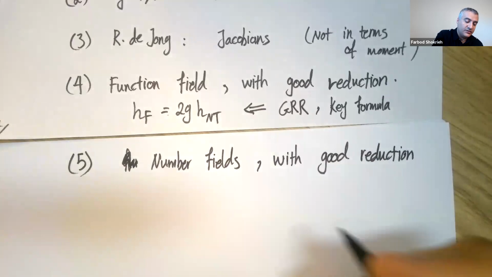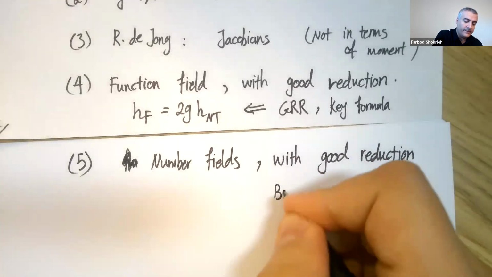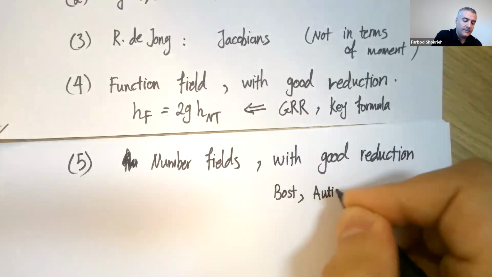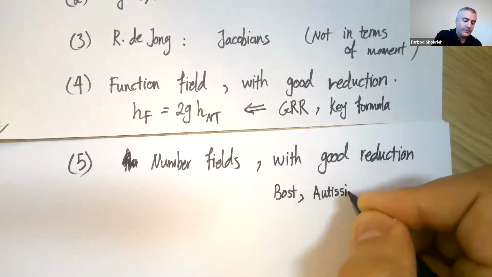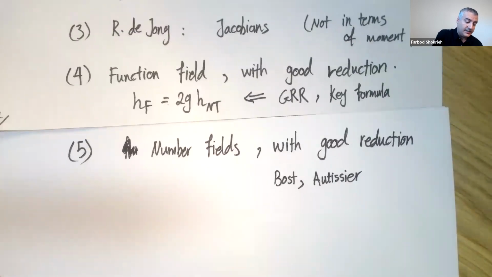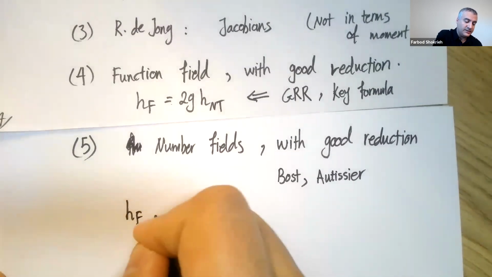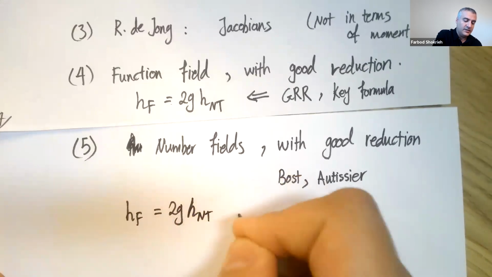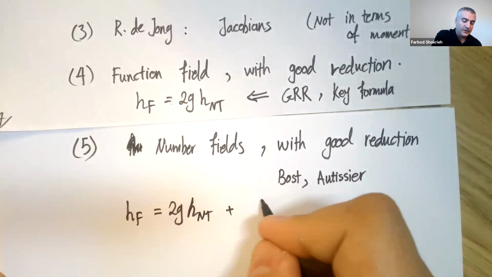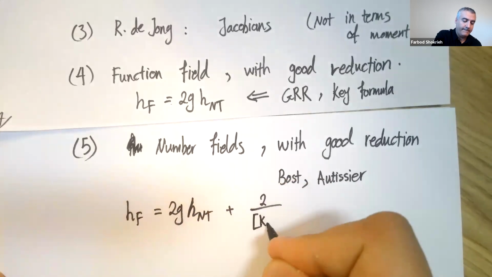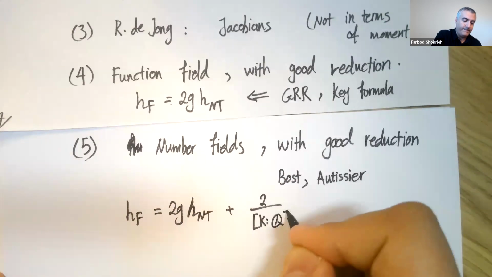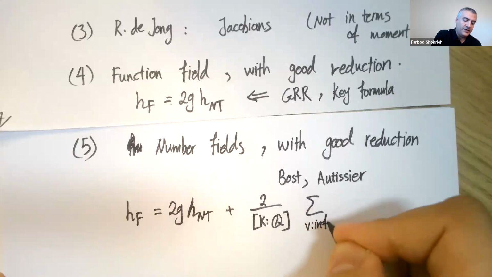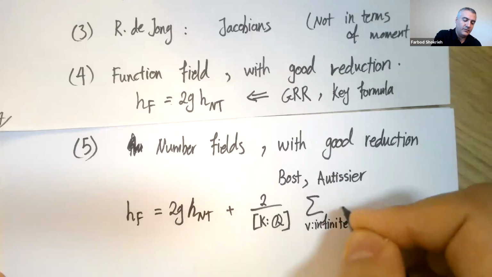Again, this can be traced to the work of Bost, and certainly in the work of Autissier, that Faltings height is equal to 2g Néron-Tate height plus whatever that term was. We don't have a finite place to worry about anymore.